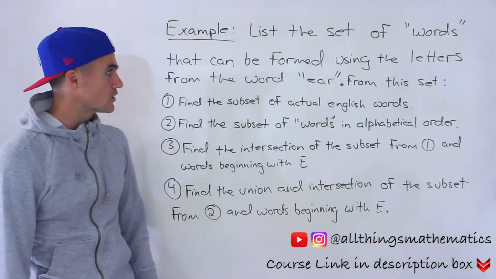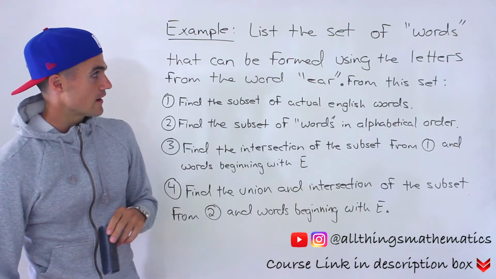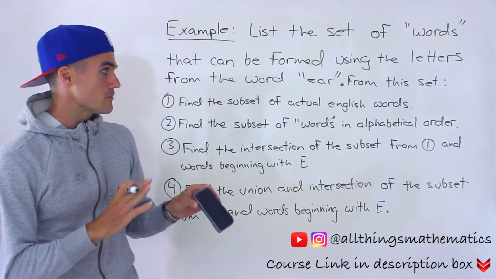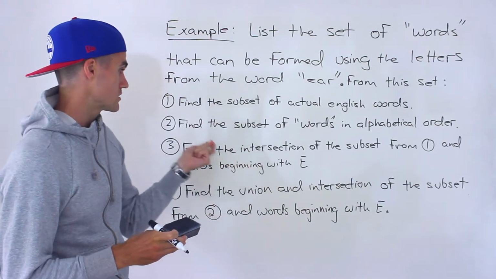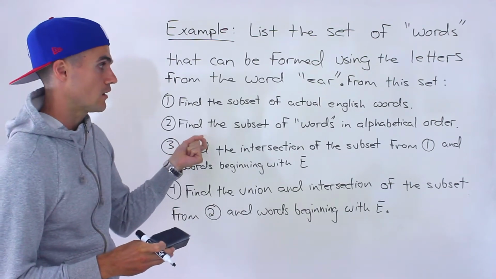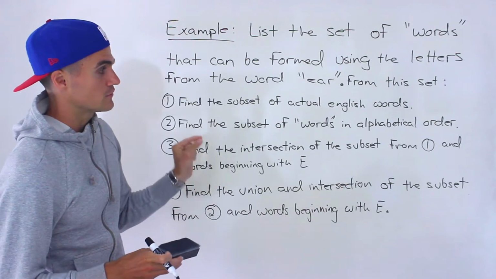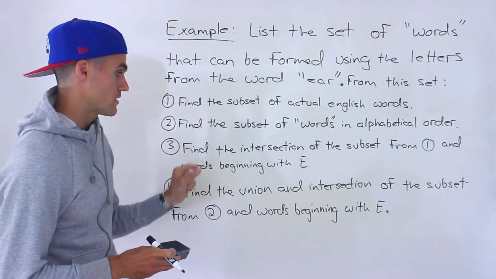Patrick here, and moving on to the next example, we have to list the set of words that can be formed using the letters from the word ear. And then from this set, we have to find the subset of actual English words. Then number 2, we have to find the subset of words in alphabetical order. Number 3, find the intersection of the subset from number 1 and words beginning with E.